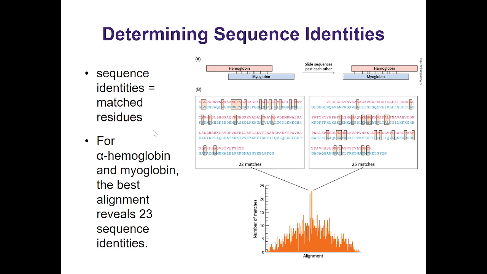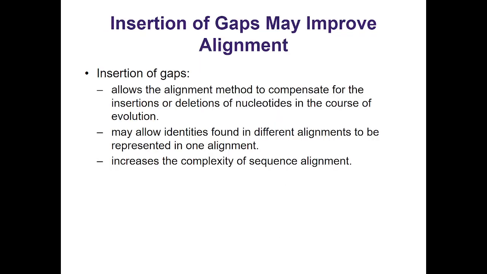So for the alpha hemoglobin and the myoglobin, your best alignment actually reveals 23 sequence identities, and that's these right here. We take these, slide them past each other, and we can see we get two of them that are pretty good. We have 22 matches here, 23 matches here. This would be our best matching right there. And those are the results from a computer, by the way. So we have the number of matches versus the alignment. The computer graphs it, and we get these. Then we can look at them and ask, which one seems more likely? And then we have debates, and it becomes a fight.